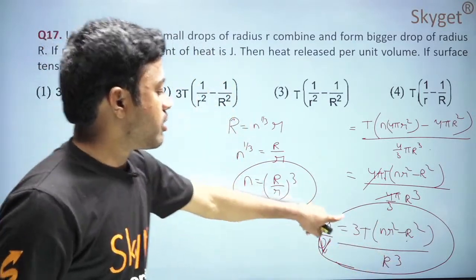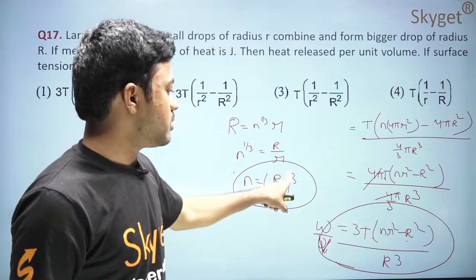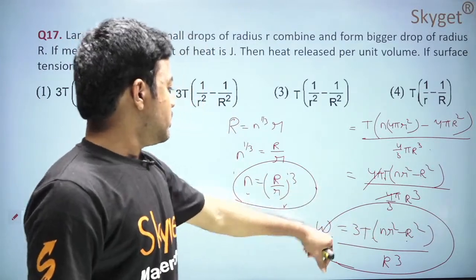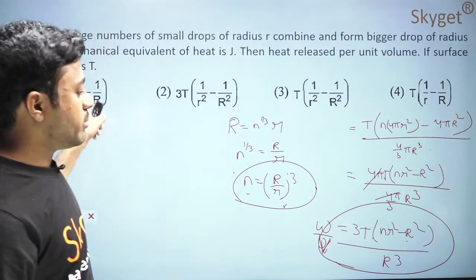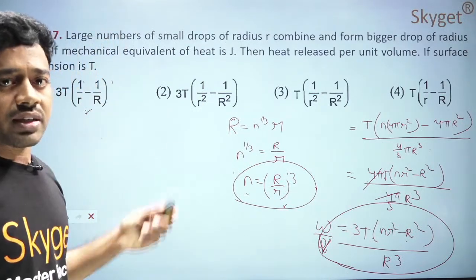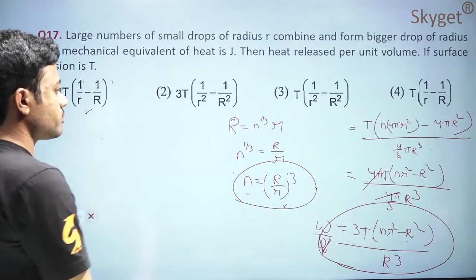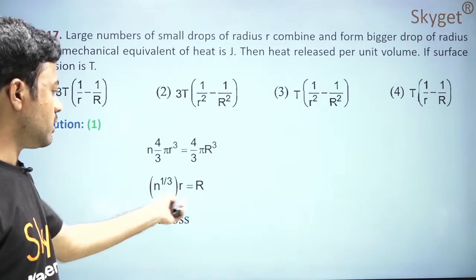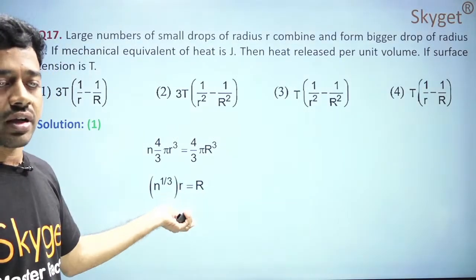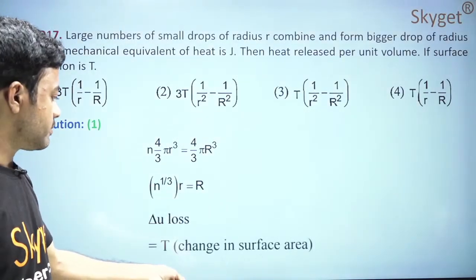If you substitute the value of n into this equation, where n is equal to r by R whole cube, then you will get the relation 3t into 1 by small r minus 1 by capital R. That is option 1. This is the process we have done to find the relation between the radius of the smaller and the larger drops.